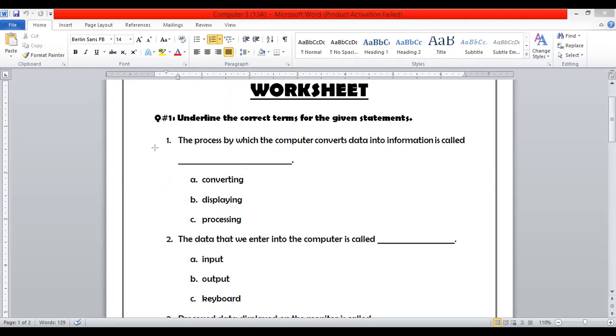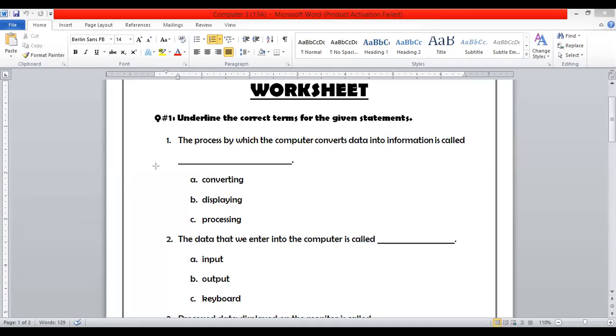Remember, the working of computer is called as what? The answer for this question is also the answer of question number 1. Okay, Anas, can you tell us? Repeat your answer, please. What is the answer? Processing. Okay.